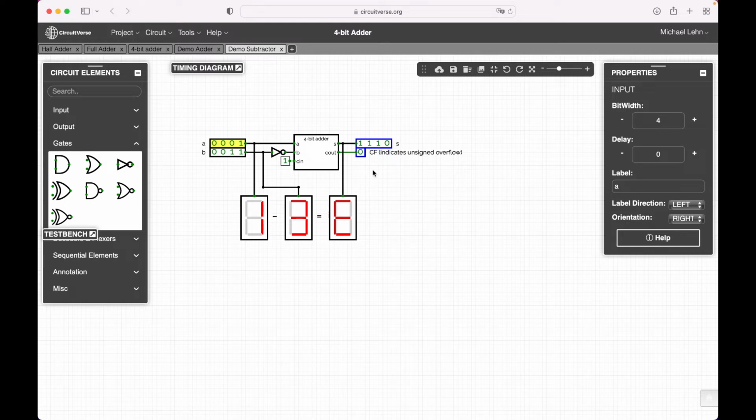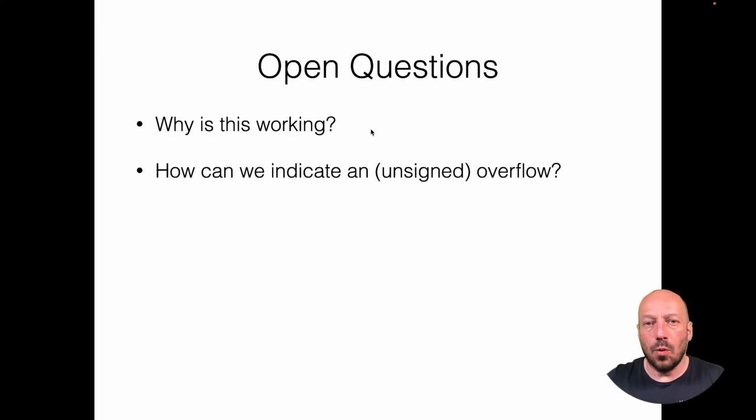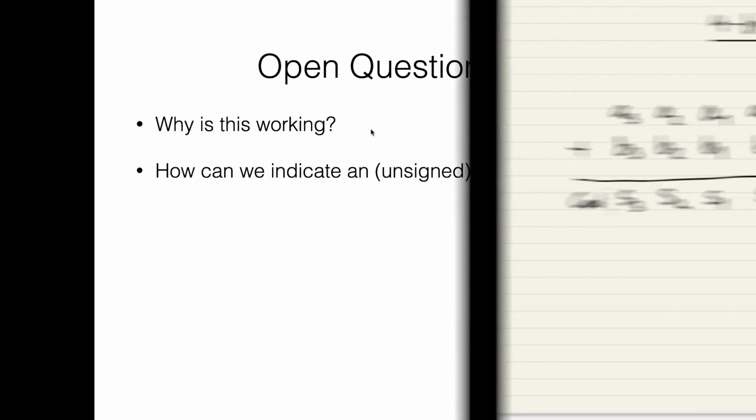If it's 1, then we actually have no overflow, and if it's 0, then we actually do have an overflow. So an educated guess would be that for indicating an overflow when doing a subtraction, we just have to invert this bit. So the open questions are, why is this recipe working at all? And how can we indicate an overflow when we do subtraction? Can we confirm our educated guess that we just have to invert this bit from the 4-bit adder? And for answering these questions, I would usually go to the blackboard because we have to do some math. And in this case, I will just switch to the iPad.